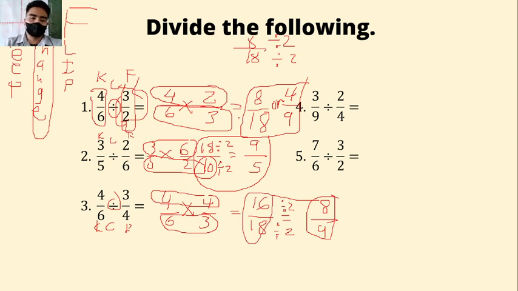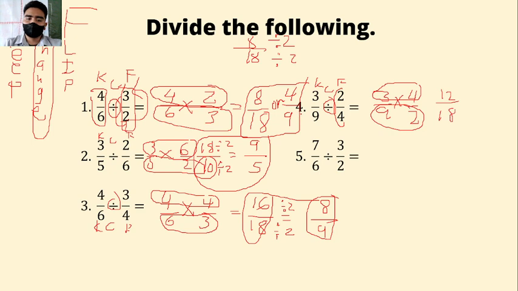Okay? Alright, so how about 3 over 9? So we do have 3 over 9. We change this one, KCF. We change the operation. And we flip. So it will become 4 over 2. So 3 times 4, the answer is 12. 9 times 2, the answer is 18. And they are divisible by 2.